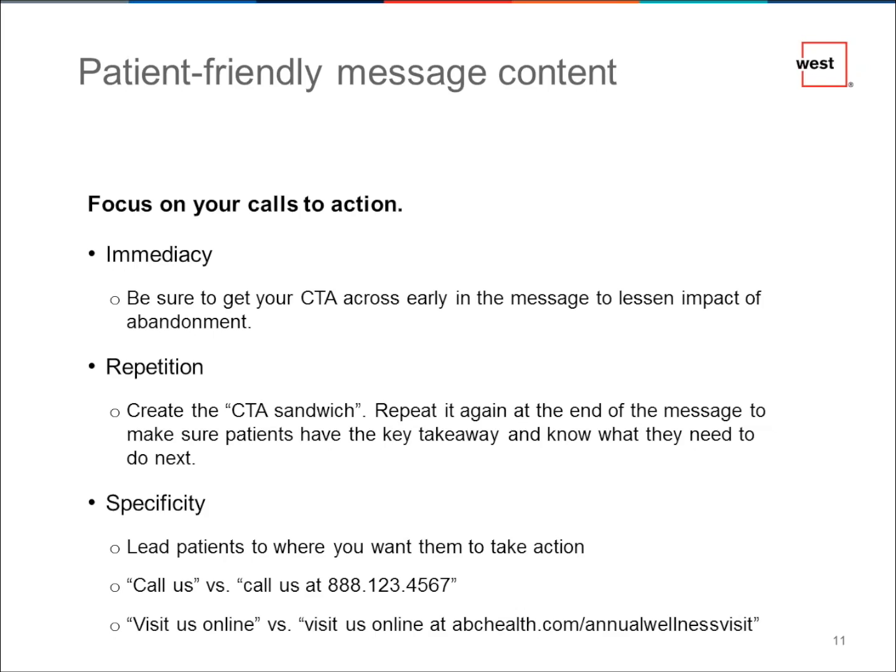And the third, equally important part, is specificity, and this is the how of your call to action. This is where you lead the patient from get a screening to here's specifically how you get the screening scheduled. We can't rely on the message recipient to navigate through a website or look up a phone number to call. Let's be specific. And like we talked about on the last screen, just make it as easy as possible to take action. So a couple of examples that I put on your screen here: call us becomes call us at 888-123-4567, or visit us online becomes visit us online at abchealth.com/annual wellness visit. Be specific.